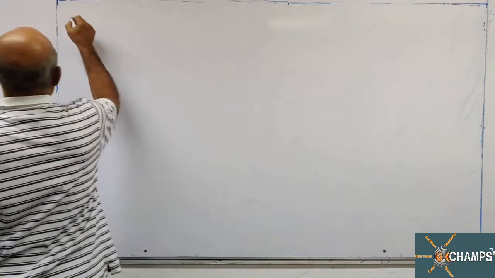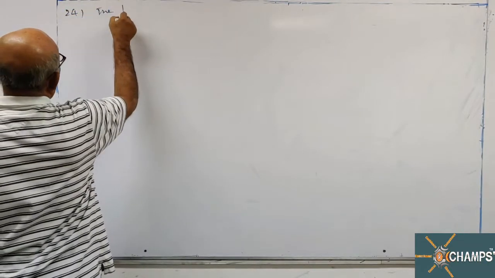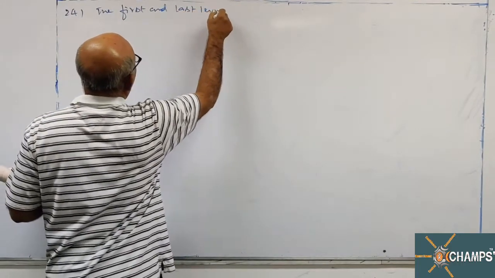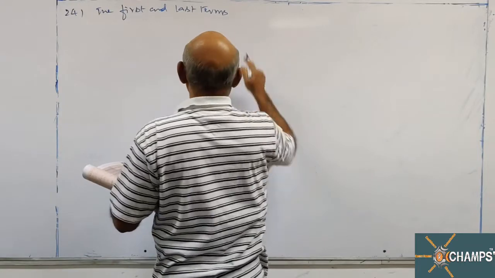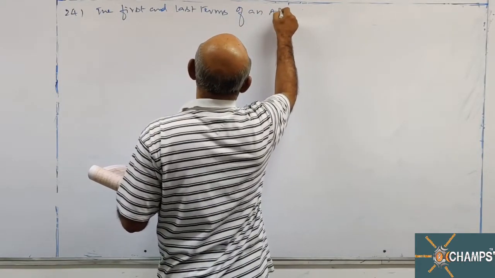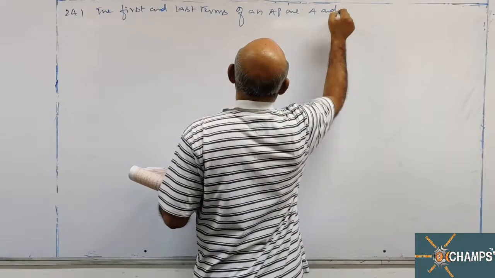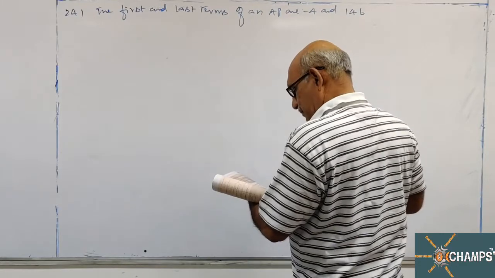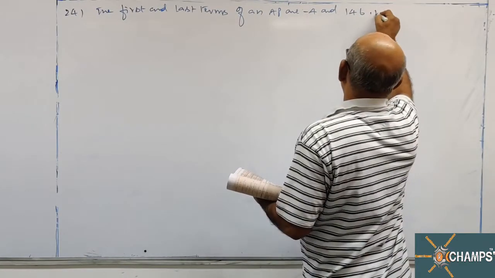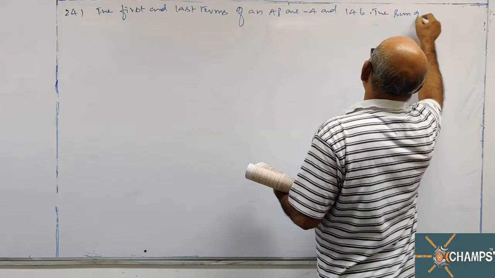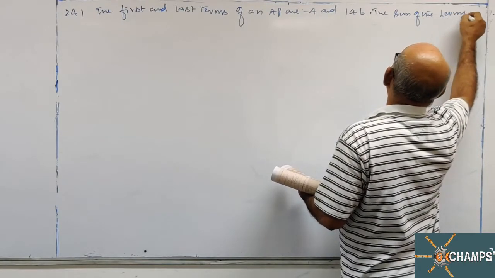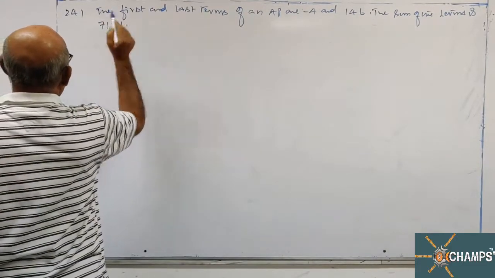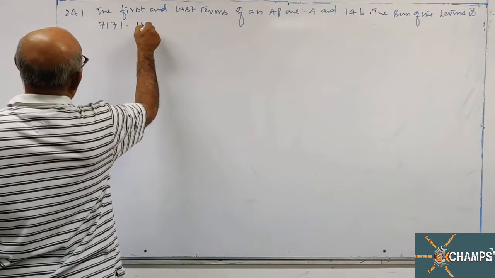Next, question number 24. The first and the last terms of an AP are -4 and 146. The sum of the terms is 7171. The number of terms is?